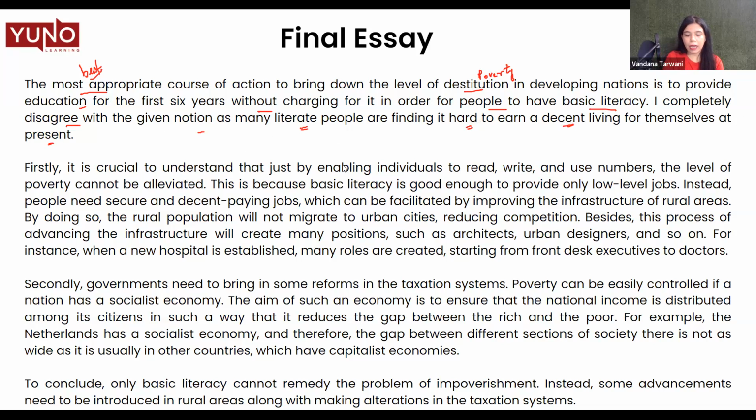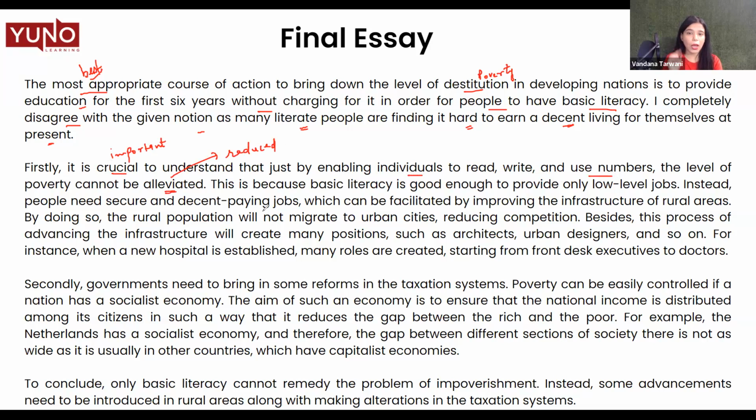And then let's see our body paragraph 1. It says, firstly, it is crucial, that means it's important, to understand that just by enabling individuals to read, write, and use numbers, the level of poverty cannot be alleviated. Alleviated is a beautiful word and it's a synonym of reduced. The level of poverty cannot be alleviated.